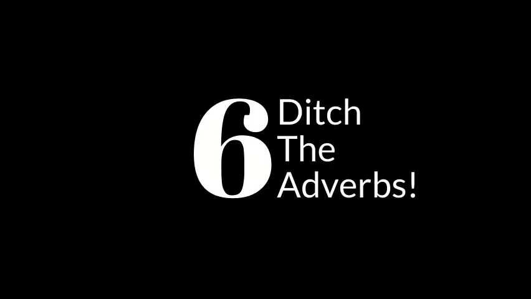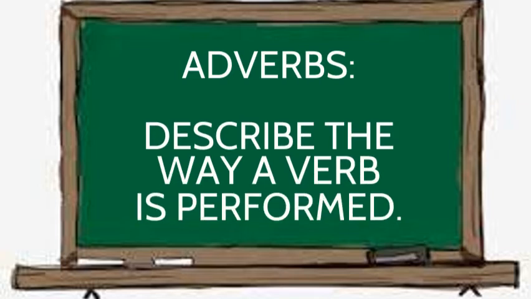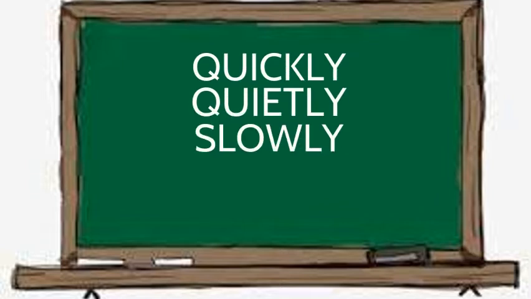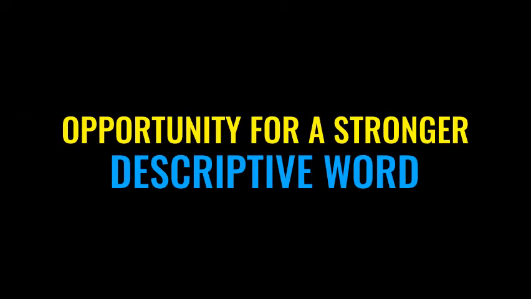Tip number 6, ditch the adverbs. Adverbs are words that describe the way a verb is performed. Words like quickly, quietly, slowly, etc. They often end with ly. Almost every use of an adverb is an opportunity for a stronger descriptive word.